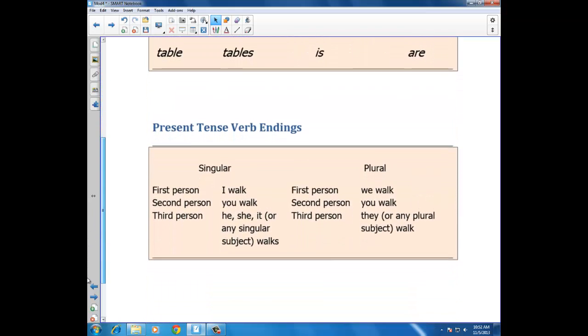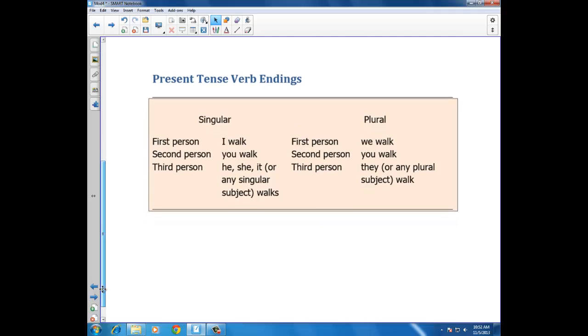Now let's look at present tense verb endings. Singular, first person, I walk. Second person, you walk. Third person, he, she, it, or any singular subject, walks. For the plural, we have first person, we walk. Second person, you walk. And third person, they, or any plural subject, walk.